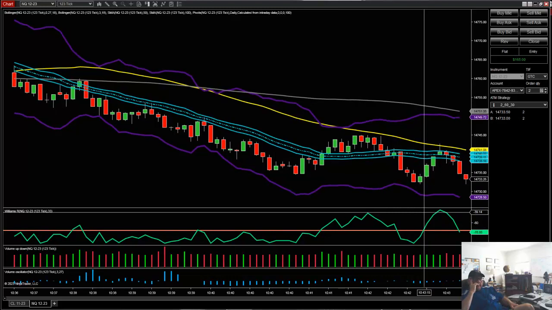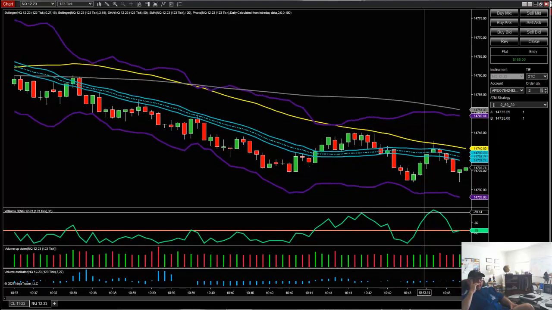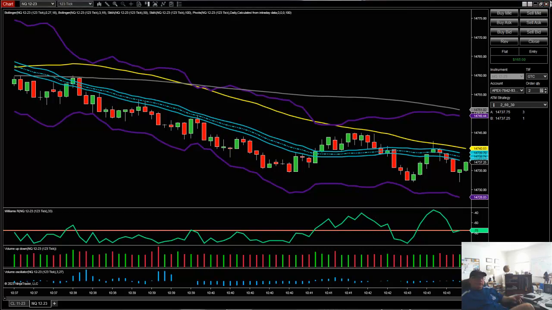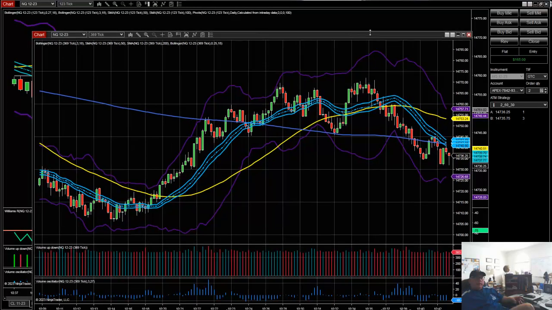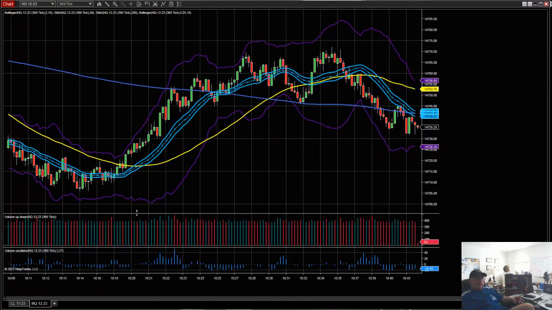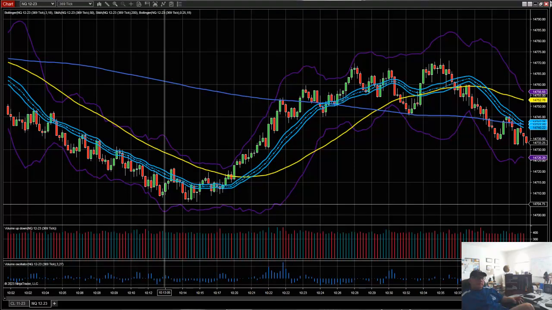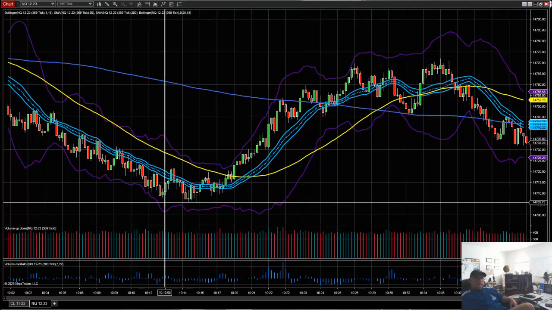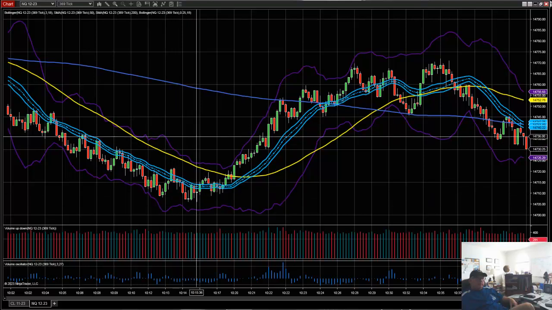Stair stepping down. Usually when it stair steps down, it gets a very violent move up. Really don't want to trade on the bottoms here, even though it's not really the bottom. If we look here, there's plenty of opportunity to get lower here, if it wants to go.